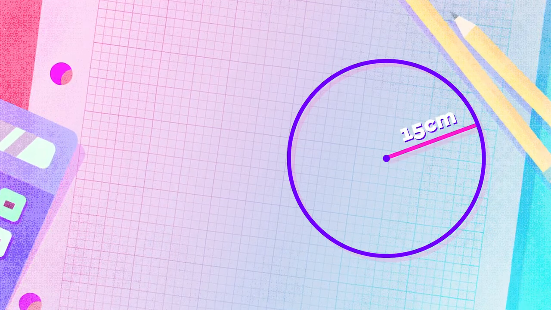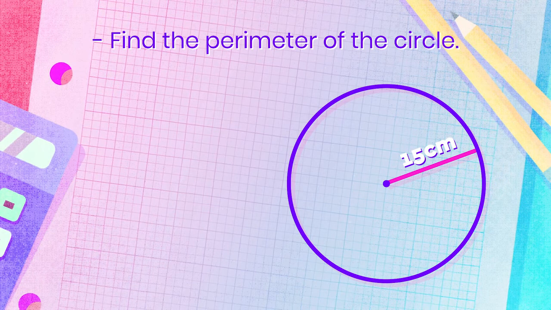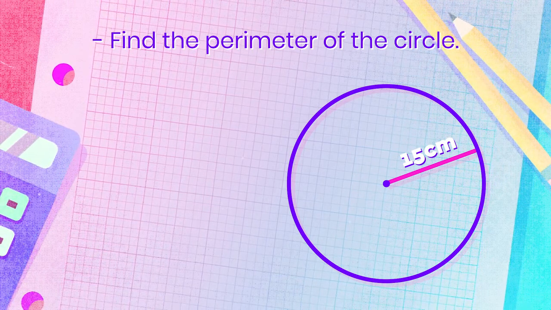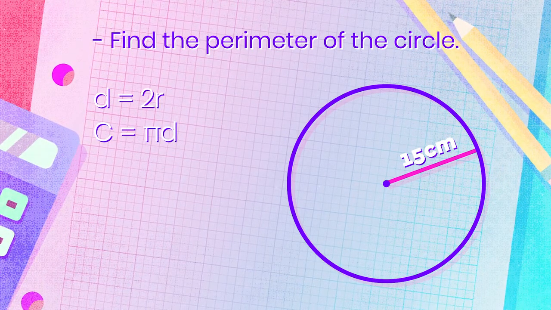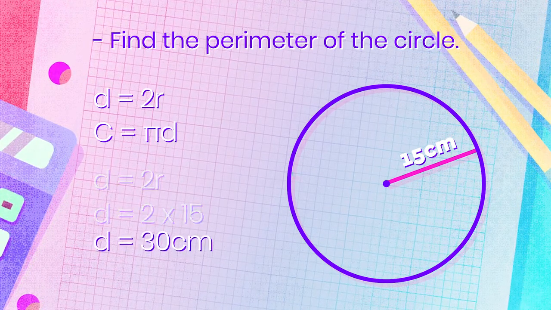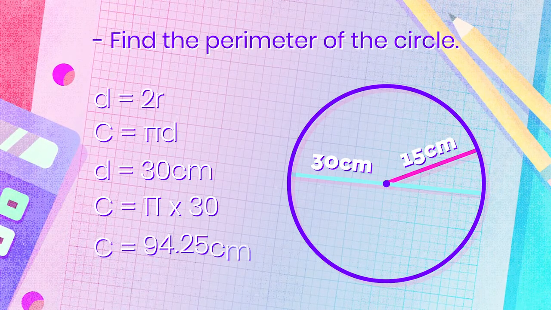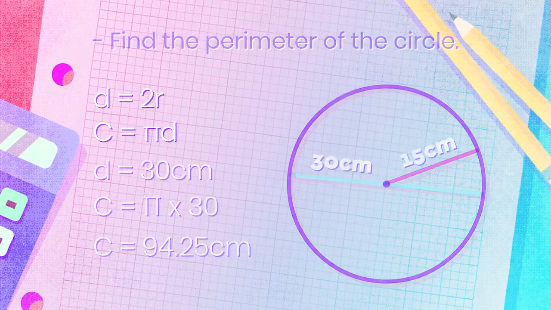As an example, we are told that a circle has a radius of 15 centimeters. We need to find the perimeter of the circle. Our calculation should utilize both of the equations mentioned above, so that we first find the diameter, which is twice the radius, or 30 centimeters. We then multiply this by pi, and we get the answer 94.25 to 2 decimal places.